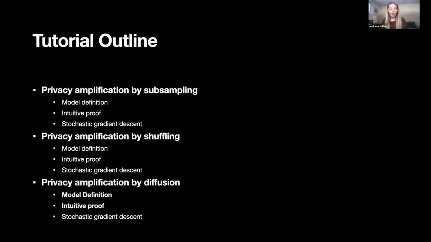Okay, so the remainder of the talk is going to work like this. I have 3 privacy amplification techniques that we're going to talk about. Each one is kind of its own model, so I'm going to define the model, and I'm going to give some intuition for why that technique amplifies privacy. And then we're always going to jump back to gradient descent and think about how that technique can be used to analyze gradient descent.